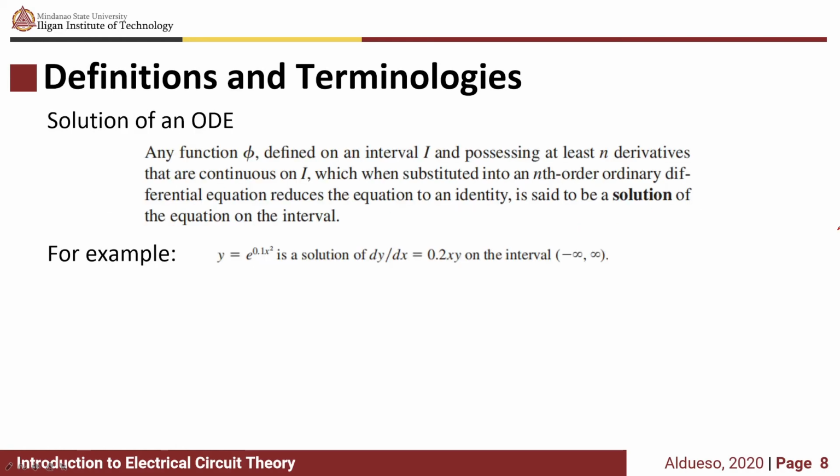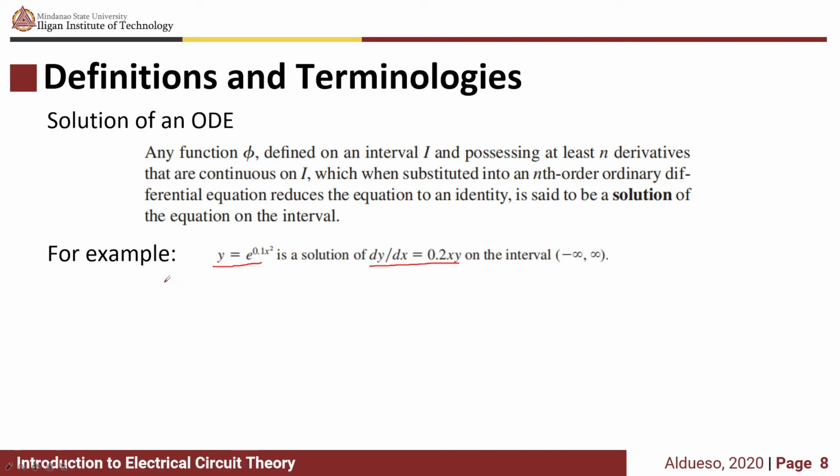Now let's talk about a solution of an ODE. So any function defined on an interval I and possessing at least n derivatives that are continuous on I, which when substituted into an nth order ordinary differential equation reduces the equation to an identity, is said to be a solution of the equation on that interval. So for example, this function is the solution of this differential equation on the interval negative infinity up to infinity.